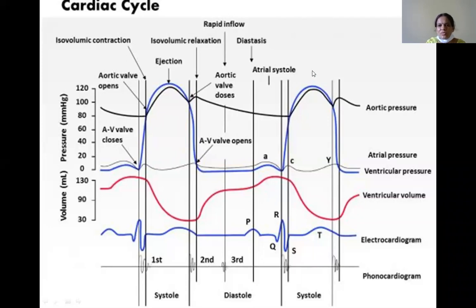This is the ejection phase. What happens? Blood will be ejected into the aorta. So here, rapid ejection phase. This is the slow ejection phase. 70% of the blood will be ejected during this rapid ejection, and 30% during the slow ejection phase.